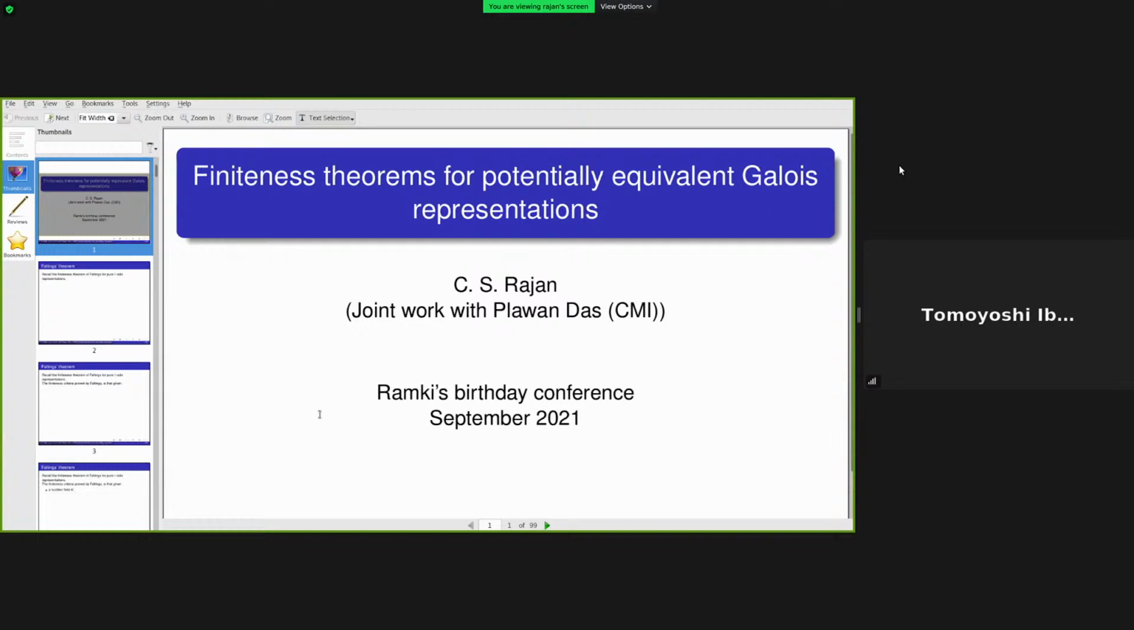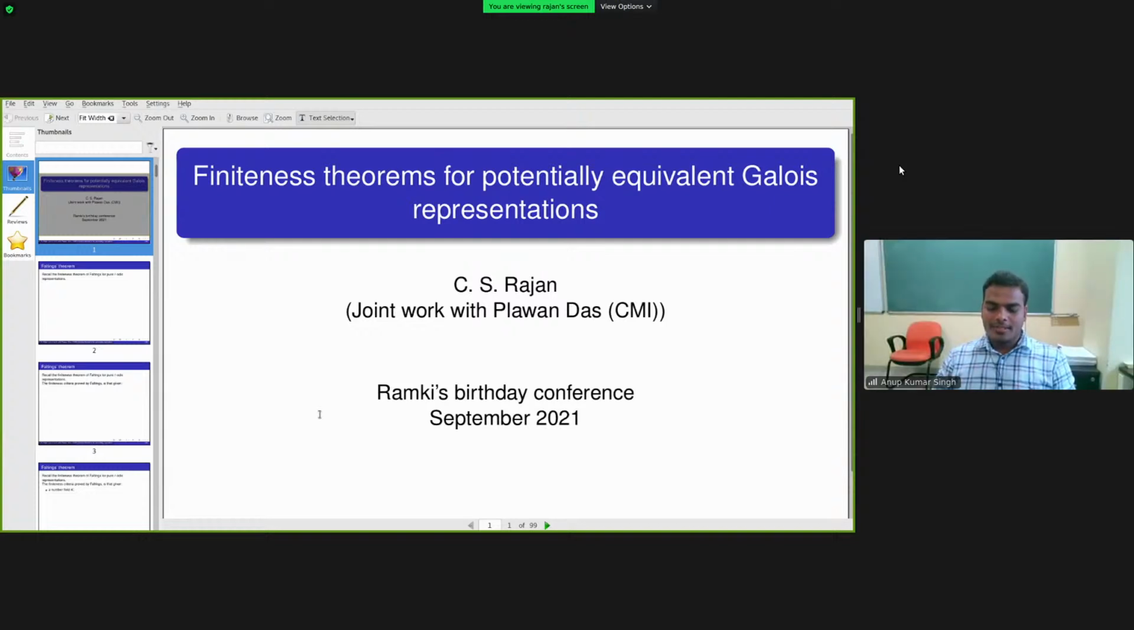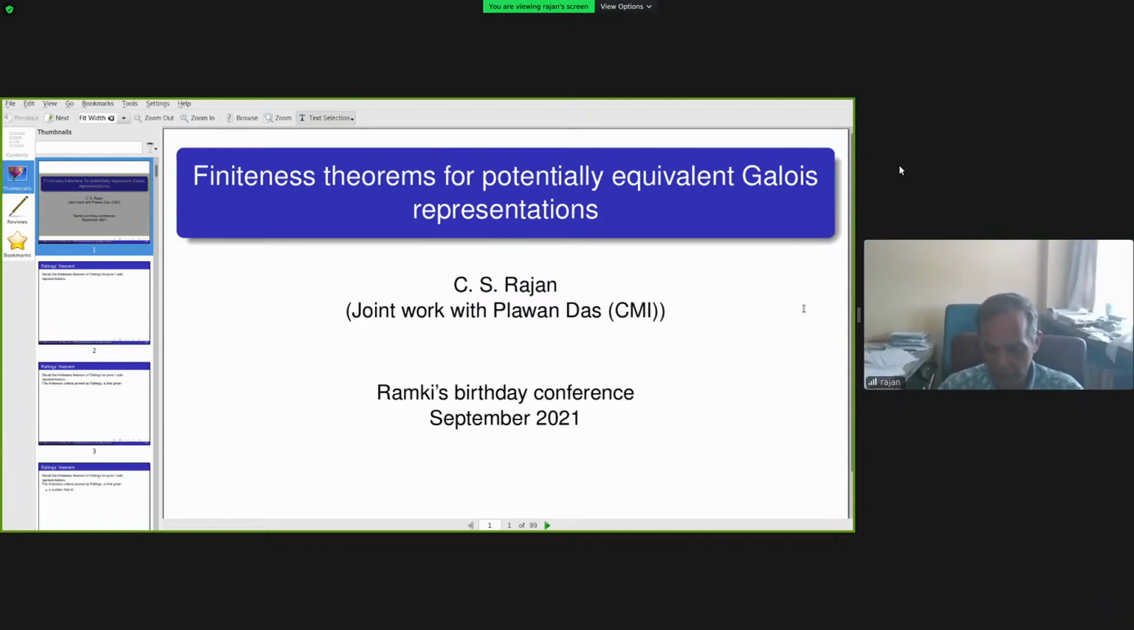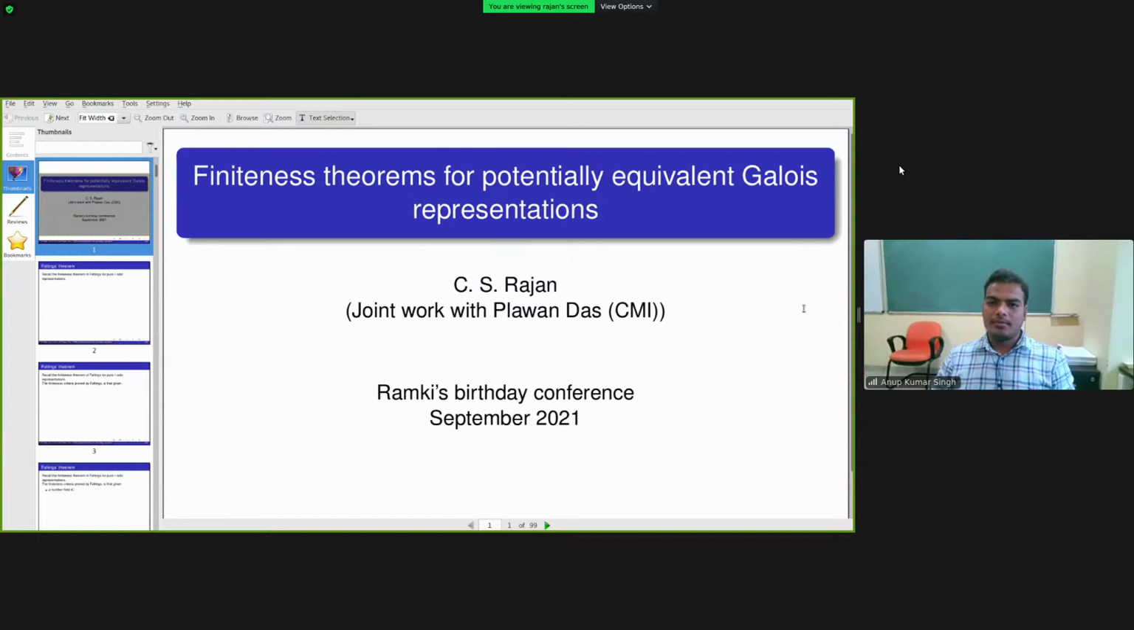And I don't know whether he is around or not. So I wish Ramakrishnan a very happy birthday first. And then the first speaker of this session is Professor C.S. Rajan from Tata Institute of Fundamental Research, Mumbai. And he will speak on finiteness theorem for potentially equivalent Galois representation. So before I invite Professor Rajan for this talk, I need his permission to record this lecture and live stream on YouTube. Right. Yeah. Okay, so thank you. So now I invite Professor Rajan to give his talk.